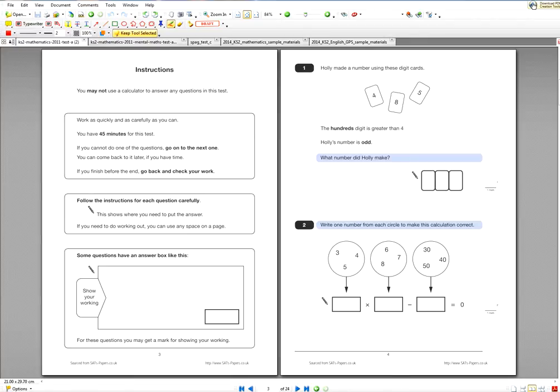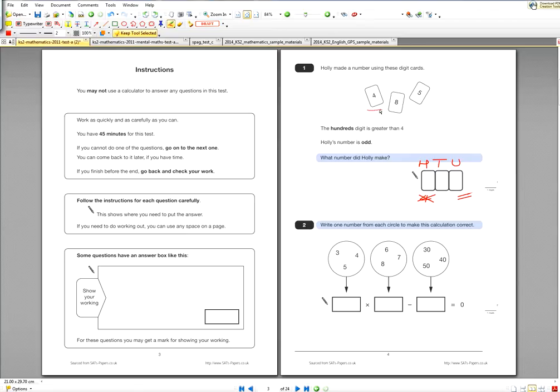So let's have a look. It says here that the hundreds digit is greater than 4. So we have our units, tens and hundreds. So this number can't be 4. So if you put a 4 there, cross it out. And it says that the number is odd. An odd number always ends in an odd digit.